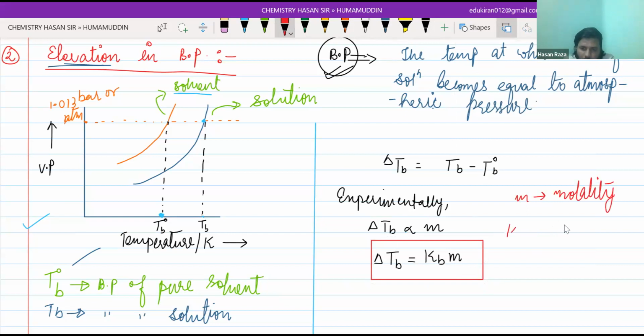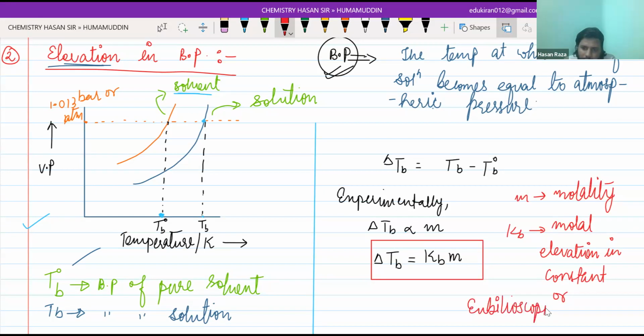Also, this Kb stands for molal elevation constant, or we can call it the ebullioscopic constant. So please do write it. This is a formula, and you already know what molality is. Molality is the number of moles of solute per unit mass of solvent in kg.